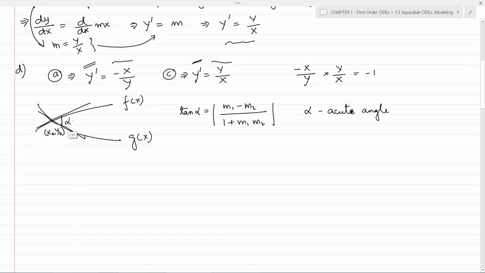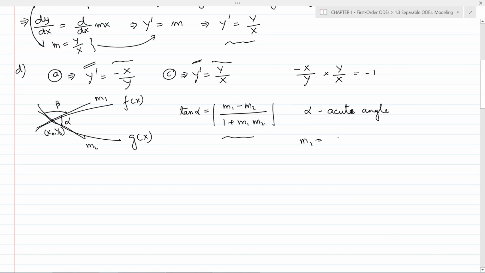We can see there are two angles between the tangents. This alpha is the acute angle and this beta is the obtuse angle, and in this equation alpha gives the acute angle between the tangents. Here in this equation m1 is the slope of the tangent of the curve f of x at x0 comma y0, and m2 is the slope of the tangent of the curve g of x at x0 comma y0.